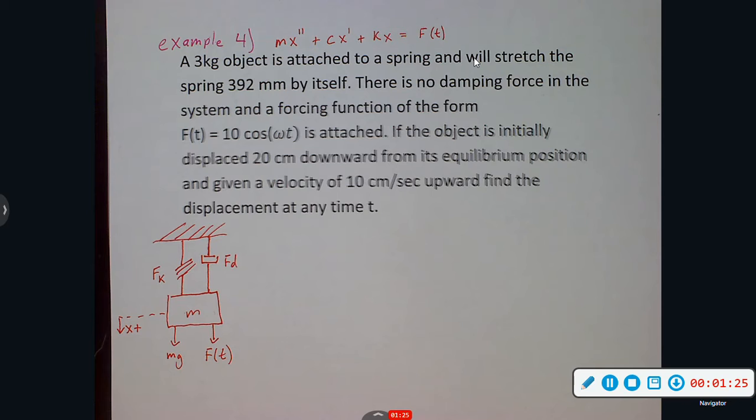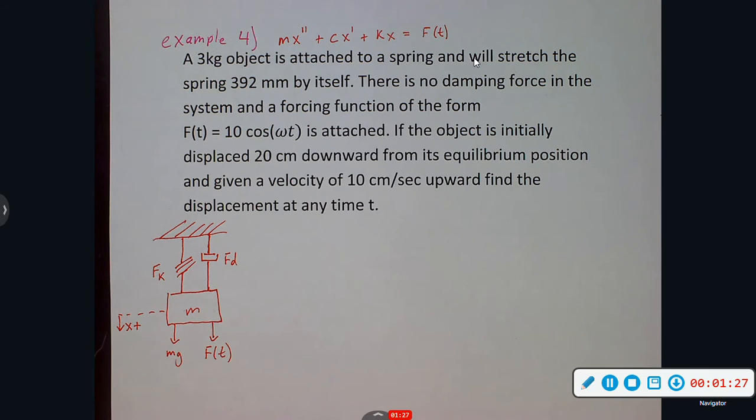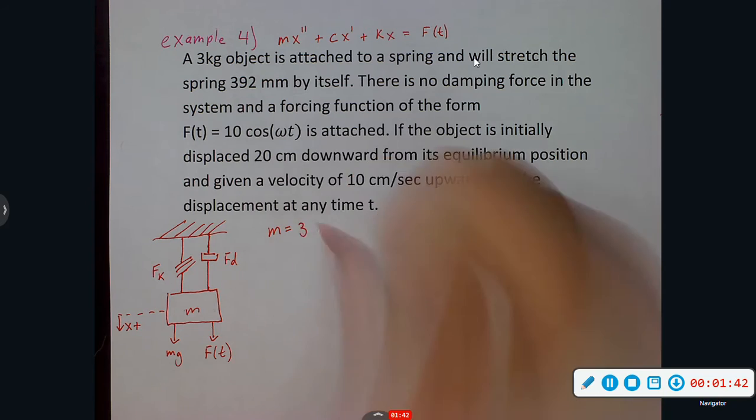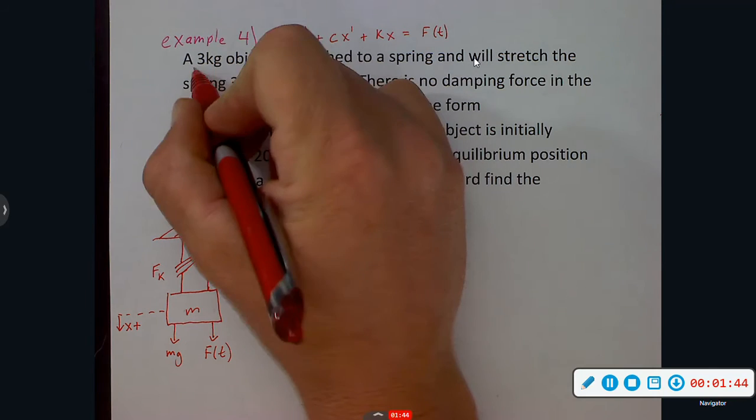Let's read through here. A 3 kilogram object is attached to a spring and will stretch the spring 392 millimeters by itself. A couple things have changed now. We're not talking about pounds, we're talking about kilograms. So M equals 3, just right off the bat. That's M.